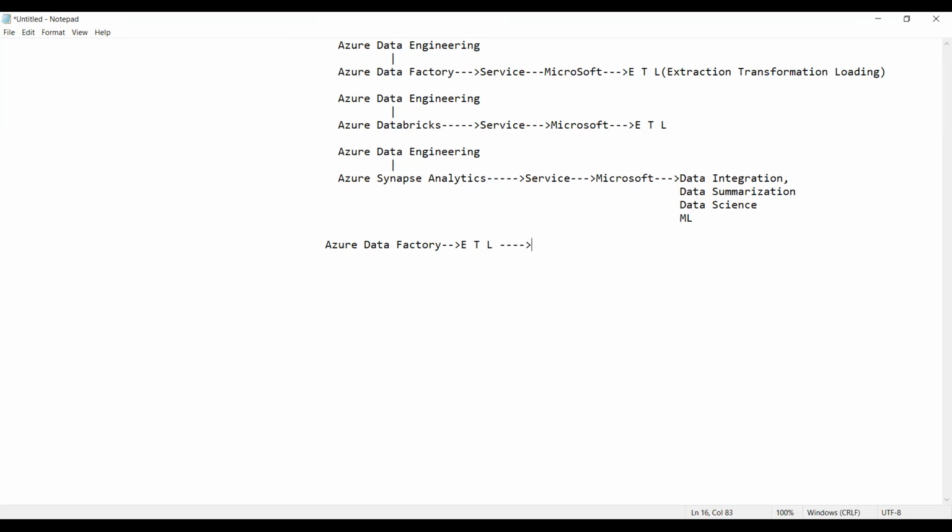The ETL is used to perform the process of data summarization. The Azure Data Factory, that is the ETL, is used to perform the data summarization. So what do you mean by data summarization? Summarization is nothing but cutting short, or we can say summarizing, minimizing the data. That's it.